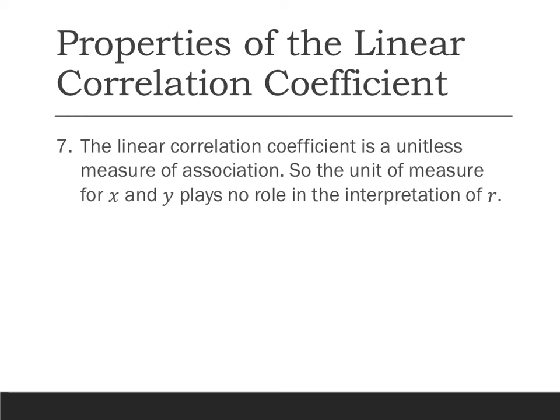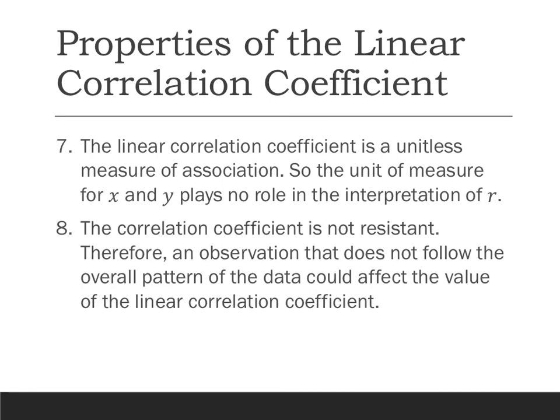Okay. All right, and then our last property is that the correlation coefficient is not resistant. So do you remember what resistant means? Hopefully you do. This was back in chapter 3. We talked about a resistant measure being one that was not affected by outliers. So if our correlation coefficient is not resistant, it means that it is affected by outliers or extreme values.